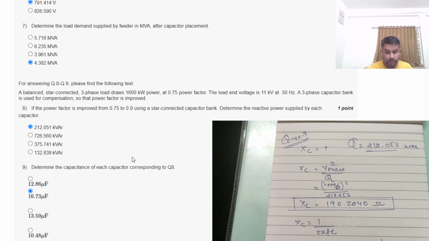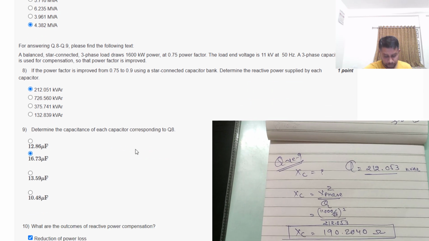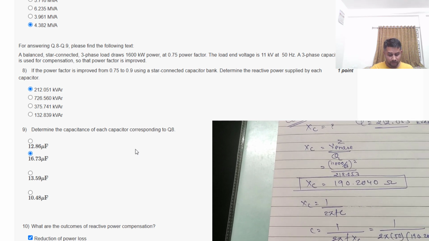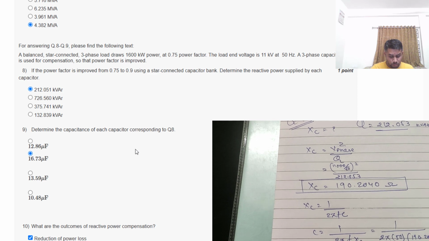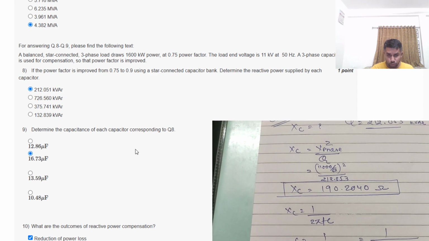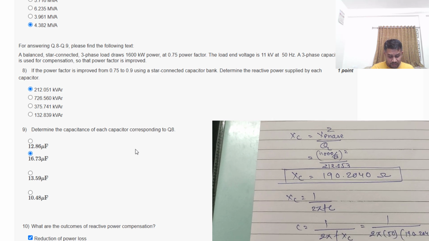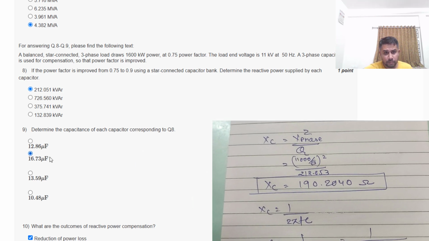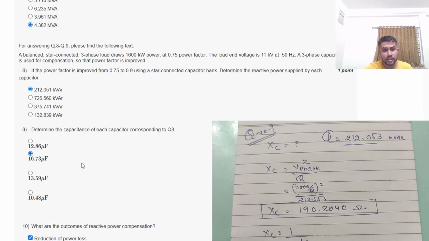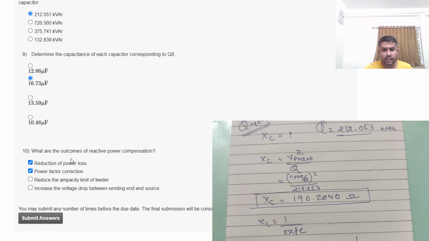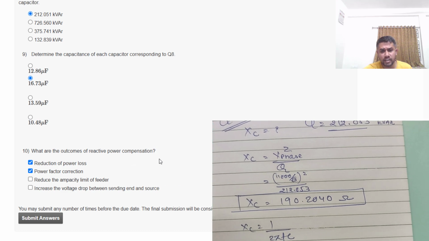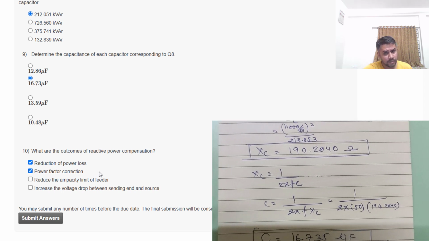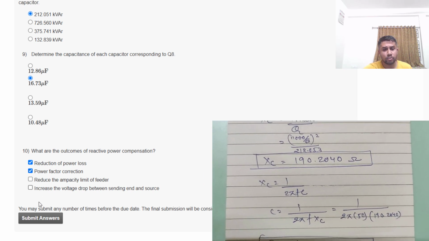Now in question number 9, we have to find the value of capacitor. We calculate XC, that is V phase square divided by the reactive power Q. It gives XC as 190.2040, and with the help of this XC we can calculate C as 16.735 microfarad. So the answer is B, 16.73. Now the outcome of reactive power compensation is reduction of power loss and power factor correction. These are the two options which are right, so I have selected them.